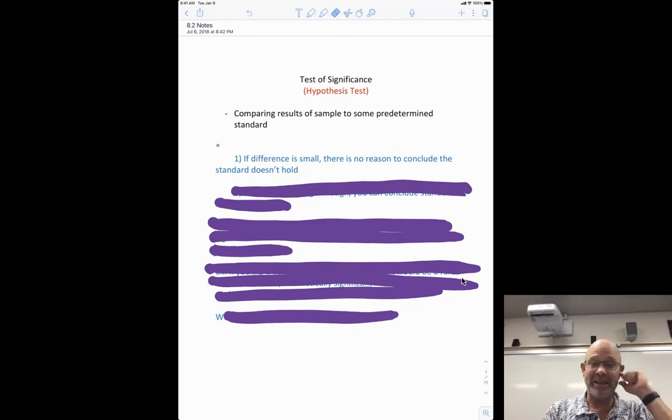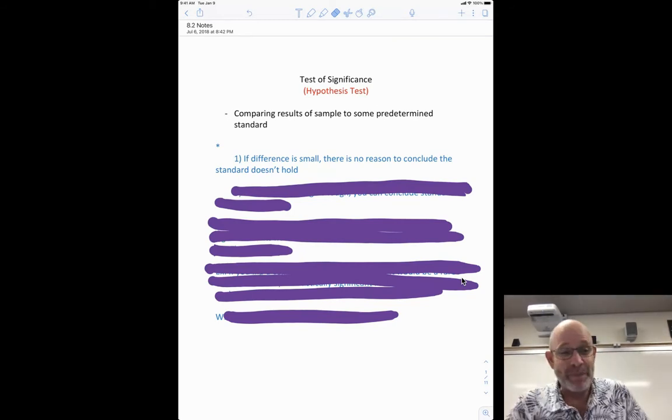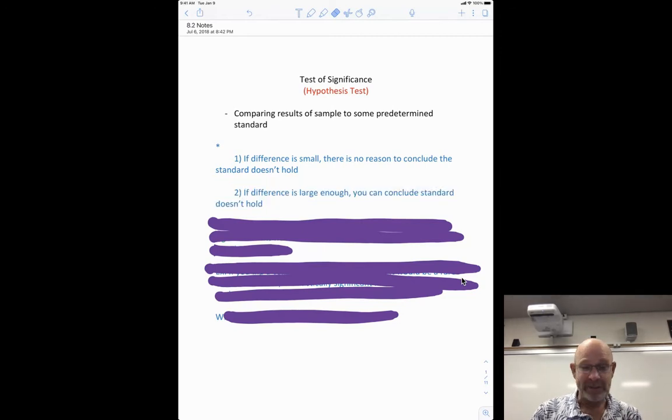So hypothesis tests can be a little bit weird for some people because we never really say that our hypothesis is true. We only say that there is no evidence that it's false. Okay, so we might say it's false. We might say there's evidence that it's false. We also might say there's no evidence that it's false. Not exactly the same thing as saying it's true. But if it's close to 30%, then there's no reason to conclude my guess doesn't hold. And if it's a long way away from 30%, let's say it's 60%, then whoa, oh my gosh, no way, you're not right. So if the difference is large enough, then we conclude the standard doesn't hold. So that's kind of the basic idea.